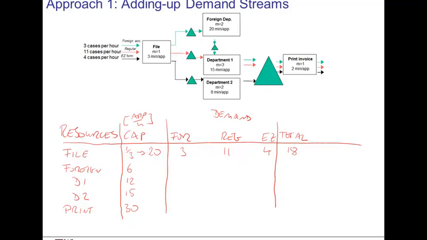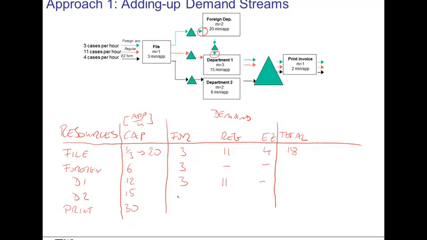At the foreign step, the situation is different because only the foreign units, 3 units per hour, are going to arrive at this department. There is no demand from the regular units and the easy units. In Department 1, we have the 3 units arriving from the foreign department, the foreign units. We have the 11 regular ones, but we don't have any from the easy.